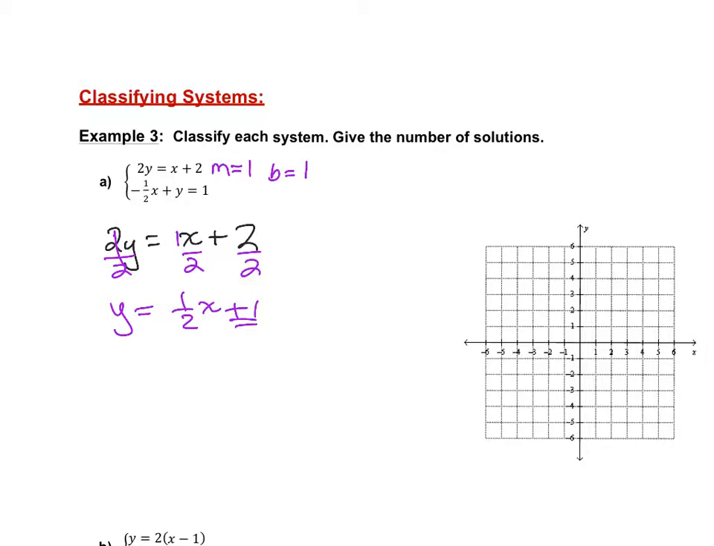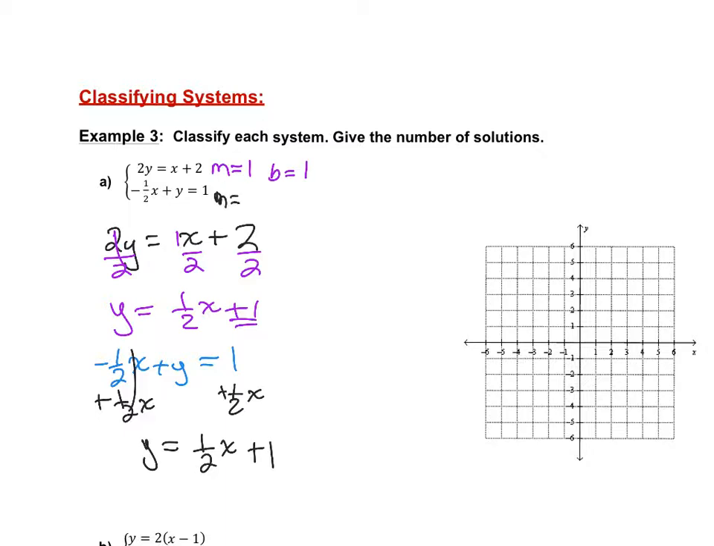When you look at the second equation, negative 1/2 x plus y is equal to 1. You are going to add 1/2 x to both sides, and you put it in y equals 1/2 x plus 1. You notice that the slope of that line is also 1/2. Notice I made a mistake right here, so the slope of the first line is 1/2, as you can see. And the y-intercept is also 1.